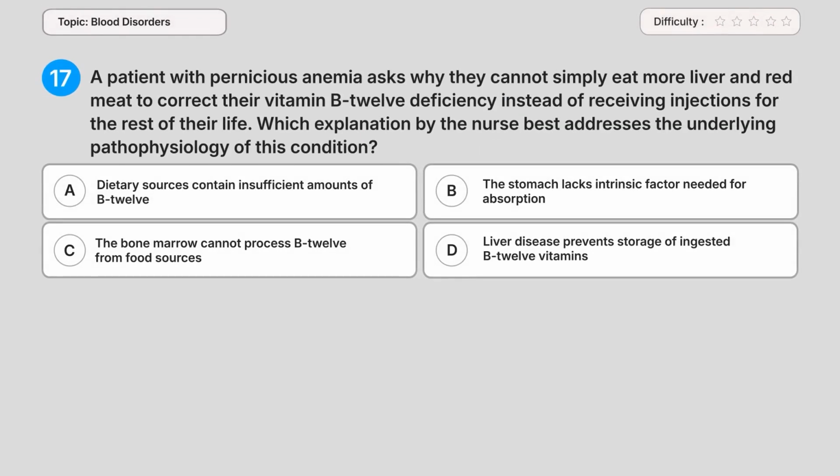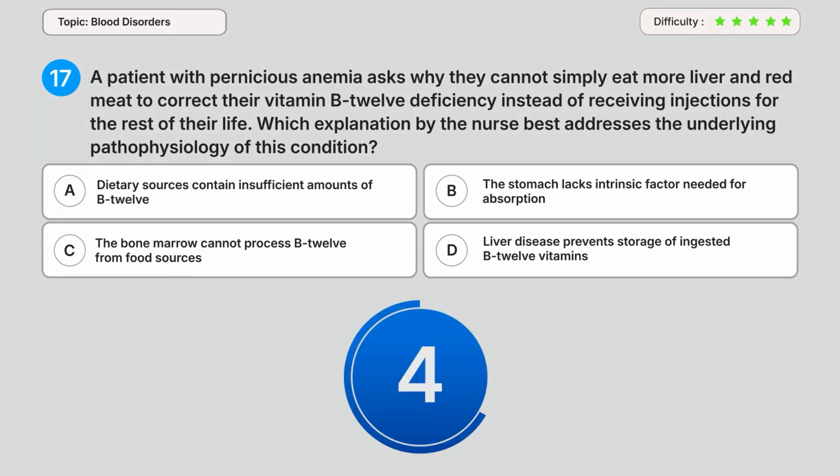17. A patient with pernicious anemia asks why they cannot simply eat more liver and red meat to correct their vitamin B12 deficiency instead of receiving injections for the rest of their life. Which explanation by the nurse best addresses the underlying pathophysiology of this condition? A. Dietary sources contain insufficient amounts of B12. B. The stomach lacks intrinsic factor needed for absorption. C. The bone marrow cannot process B12 from food sources. D. Liver disease prevents storage of ingested B12 vitamins.